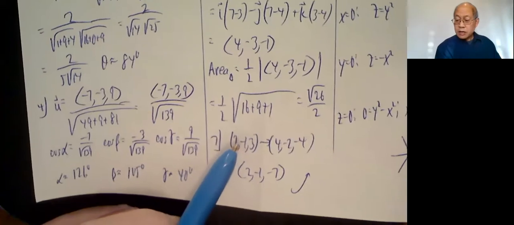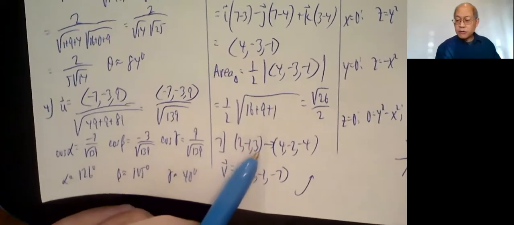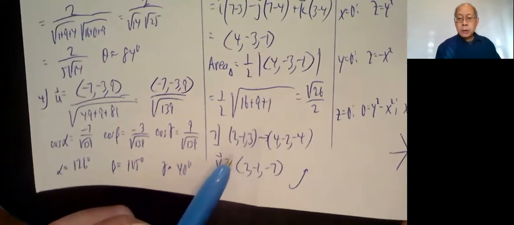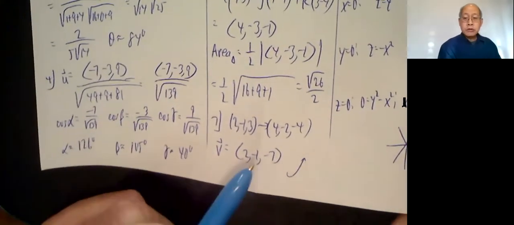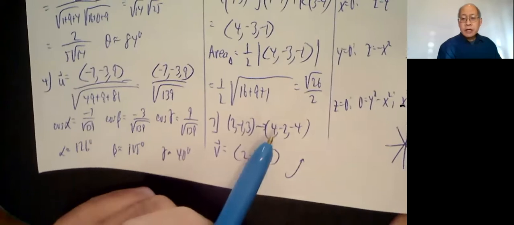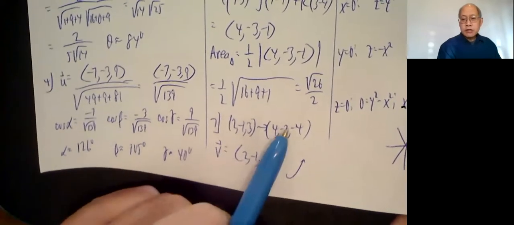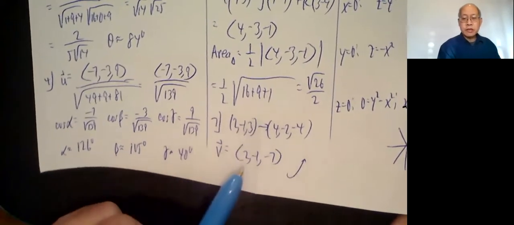Number 7, from 2, negative 1, 3 to 4, negative 2, 4. So the direction vector is delta x, delta y, delta z: 2, -1, -7. It's x2 minus x1, y2 minus y1, z2 minus z1.